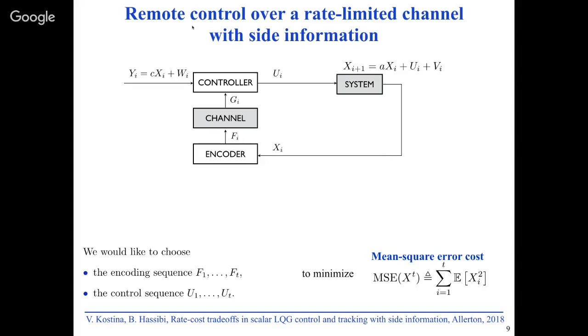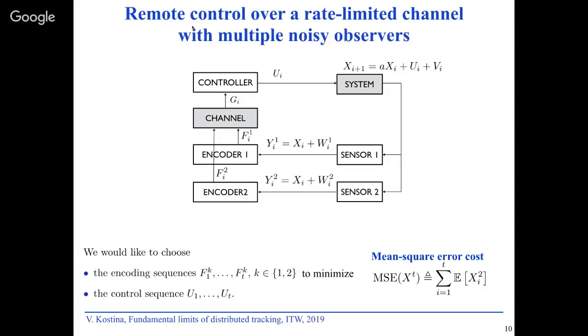Okay, and then the third scenario we're going to look at is remote control over a rate-limited channel with multiple noisy observers. Here you have several sensors. Well, I only drew two, which measure the system state independently, and what they see is a noisy version of the system state. And so there are possibly multiple encoders that observe those independent noisy observations, and they want to compress those observations so that the single controller can reliably control this system.